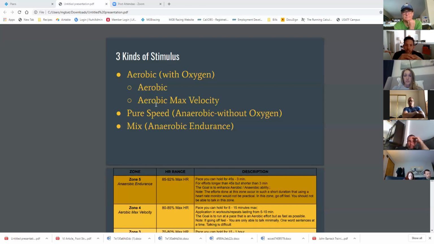The mixed stimulus involves anaerobic ability because you're going really fast, but it also involves aerobic ability. So that's where that mix system comes in. It's working with oxygen in a very limited amount and still being able to run hard with very limited oxygen, having to transport that oxygen as quickly as possible to your muscles so that you can actually create energy. So that's the mix.